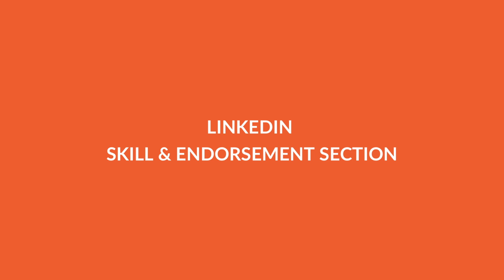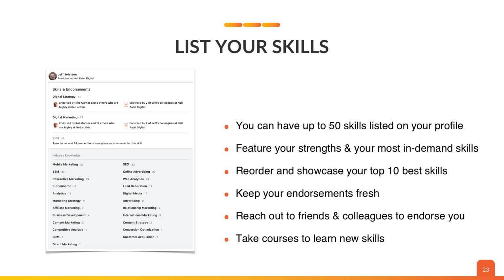The next section is skills and endorsement. So with that section, list out your skills. You can have up to 50 skills listed on your profile. I want you to feature your strengths, your most in-demand skills, what people really look forward to you with, what you're really known for, and reorder and showcase them based on your top 10 best skills.